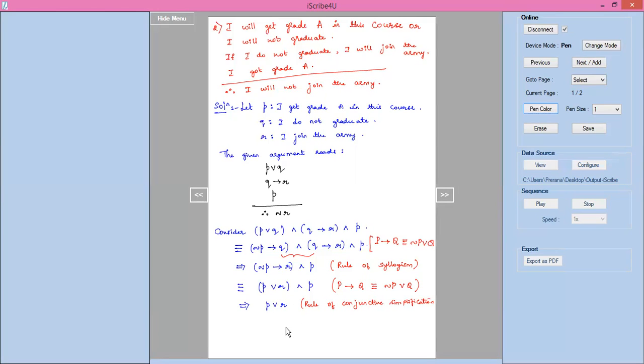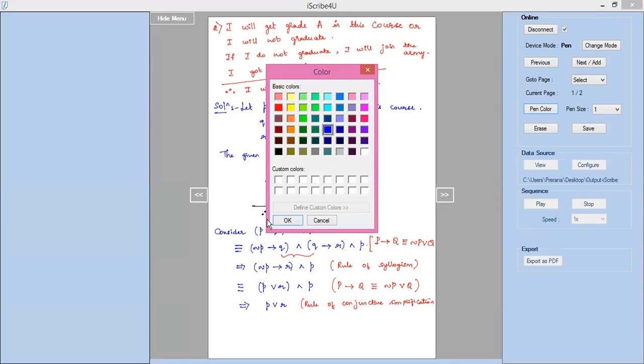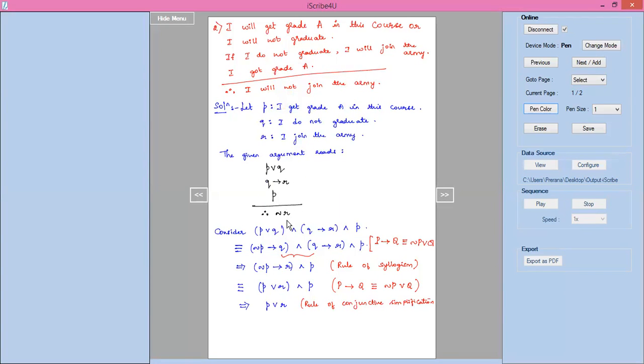P or R means it is not possible to represent P or R as simply negation R. Our conclusion has to be negation R. But since we have arrived at P or R, from P or R nowhere we can arrive at negation R. So that is the reason we can just conclude this does not imply negation R for us. We were not able to apply any of the rules or laws of logic to arrive at negation R. So the conclusion is, thus, the given argument is not valid.